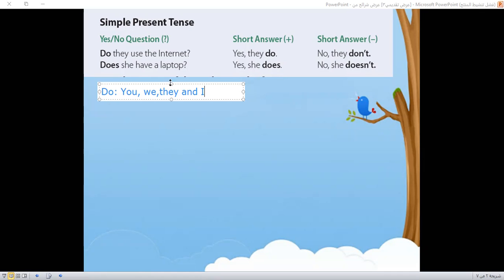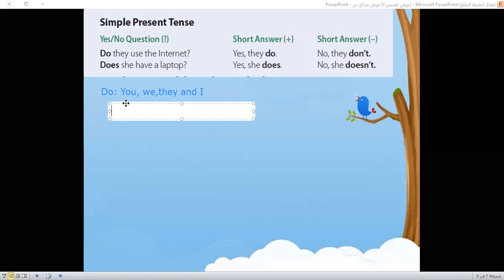So, do you, or do we, or do they, or do I? And then you complete your question, and this will be a yes or no question in the present simple. Now, if I have to use does, I'm going to use it with other pronouns. We're just revising. There is nothing new in here.